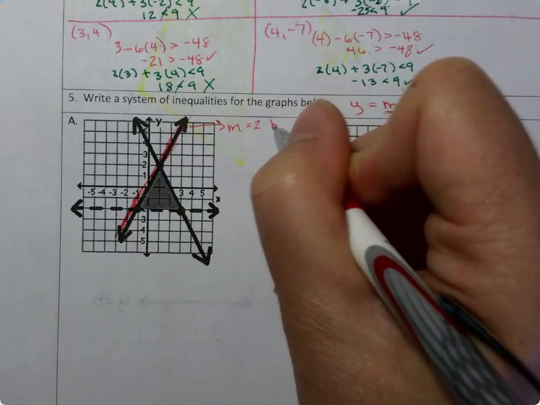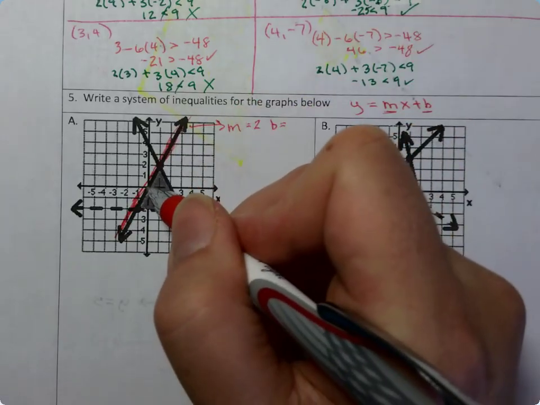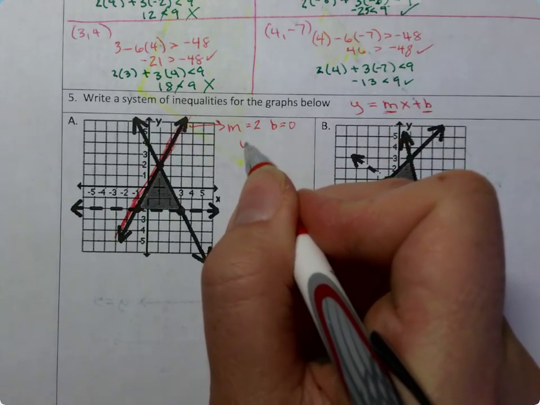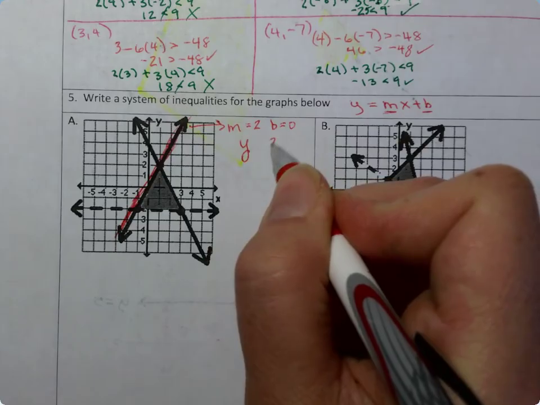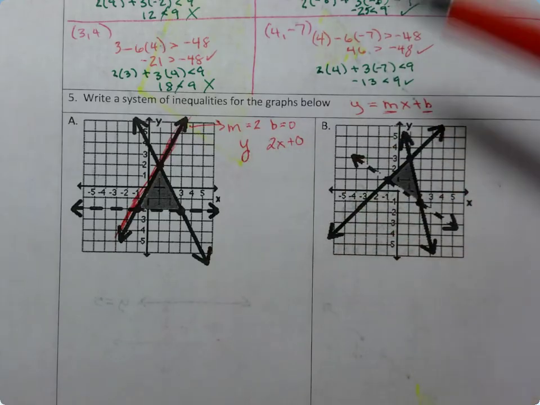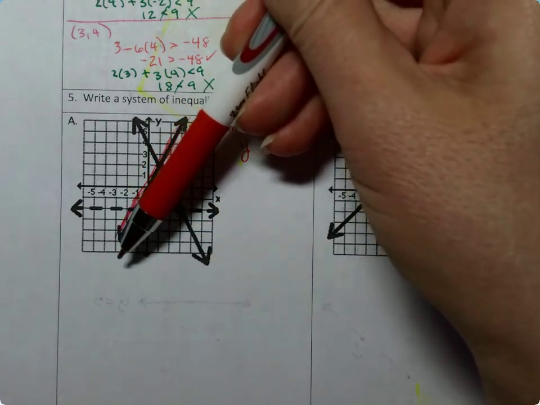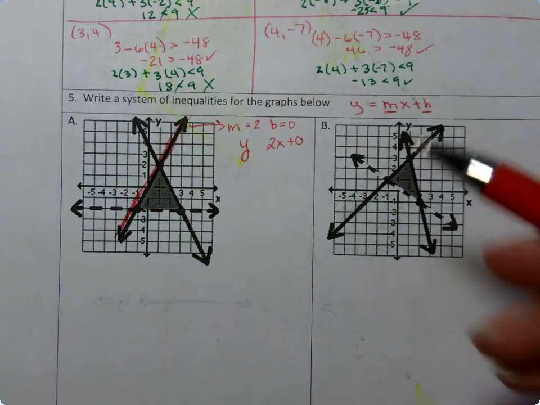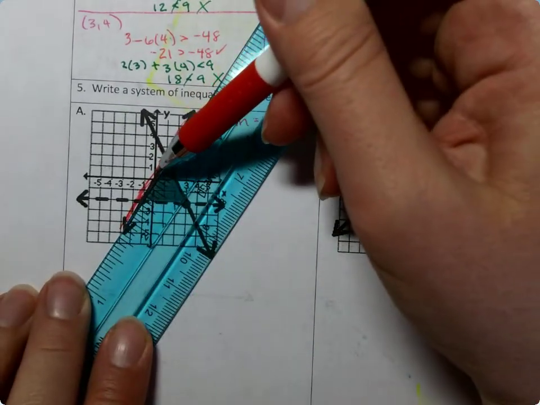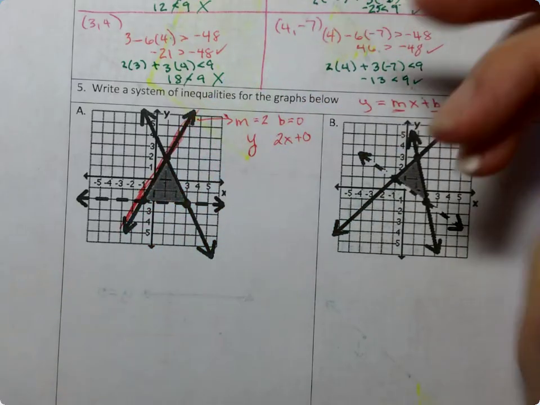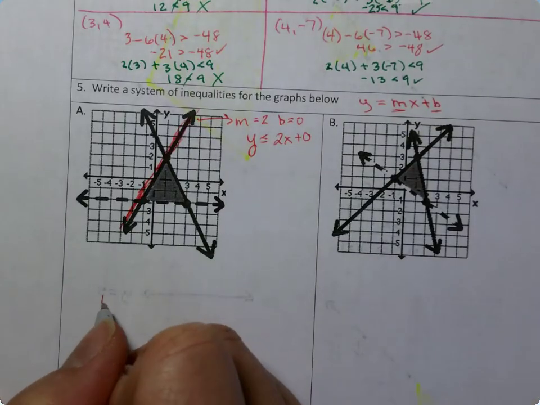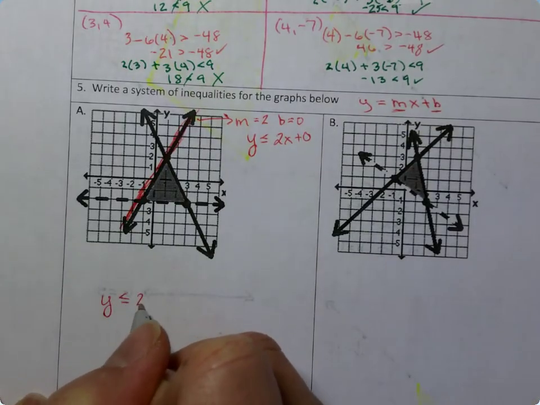Positive 2. And what's the y-intercept of this line? It hits the y-axis at 0. So the equation of that line is y equals, but I'm going to hold off, 2x plus 0. Now, I held off because it's not equals. This line would be shaded going down, wouldn't it? So if the shading is coming this way, where my ruler is, it'd be less than. And it's solid, so be less than or equal to.